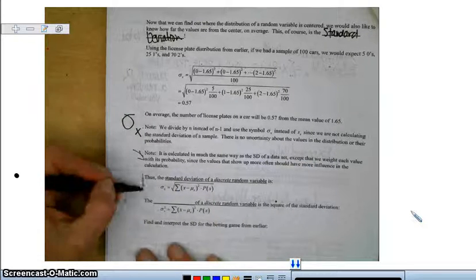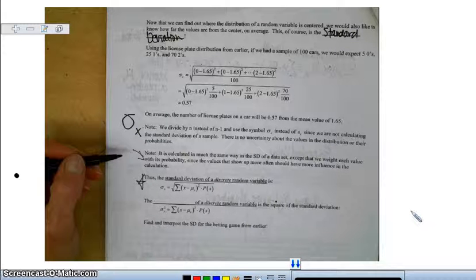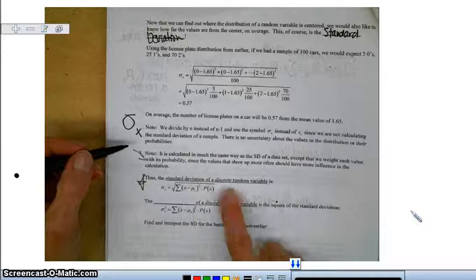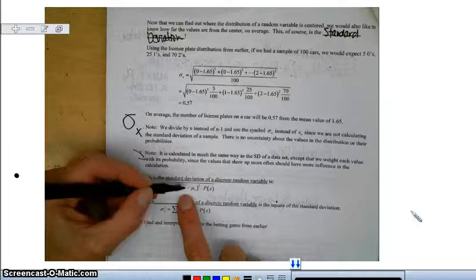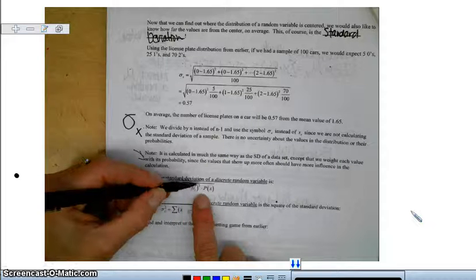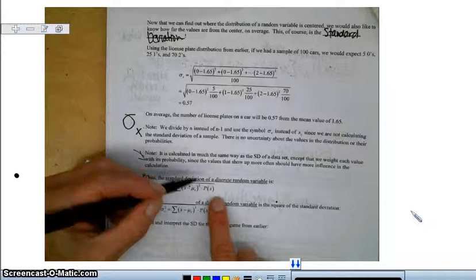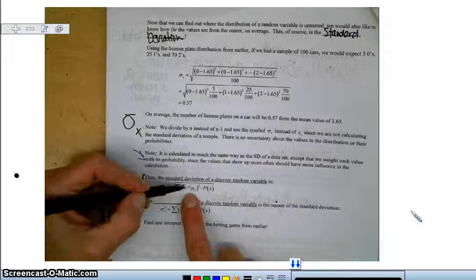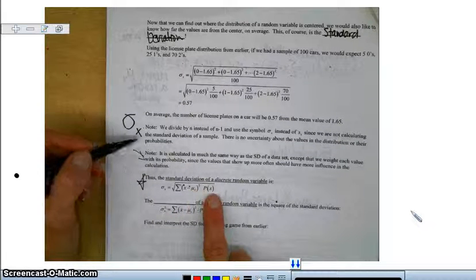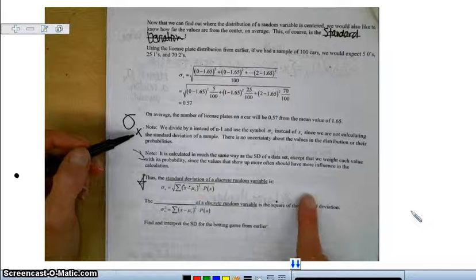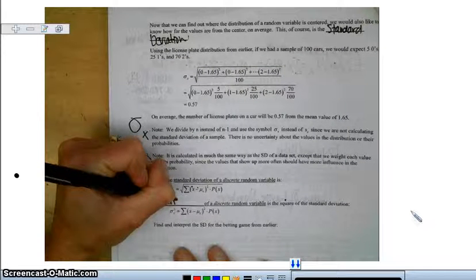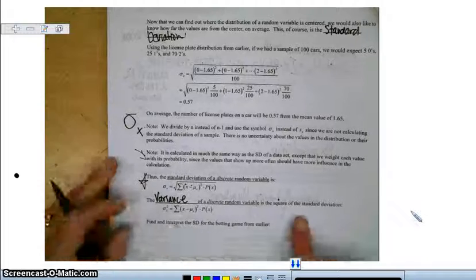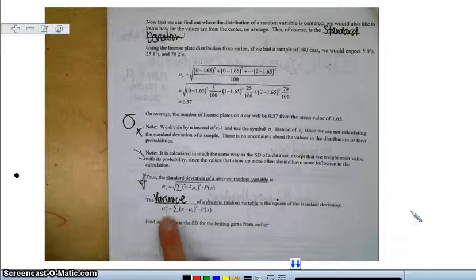So here is the actual formula that you're going to use. The standard deviation of a discrete random variable is the square root of the sum of the difference between every x value minus its mean, the expected value, squared, times the probability. So you calculate that difference, square it, take it times the probability, and then add them all up. So the variance of a discrete random variable is just the standard deviation squared.